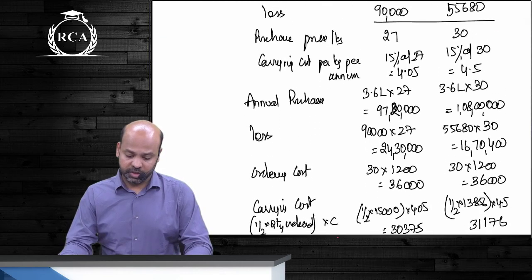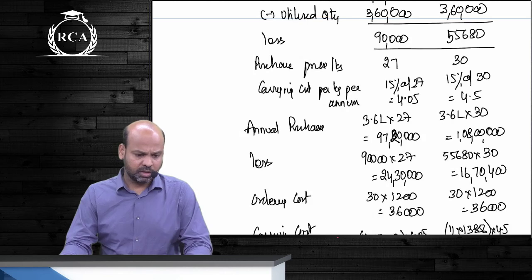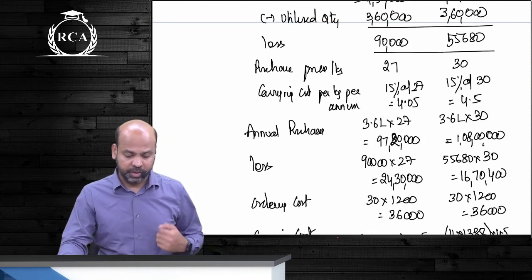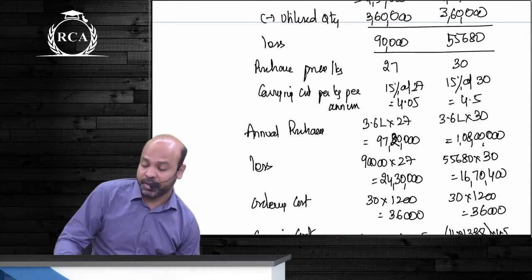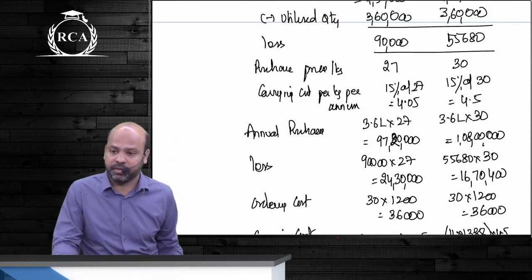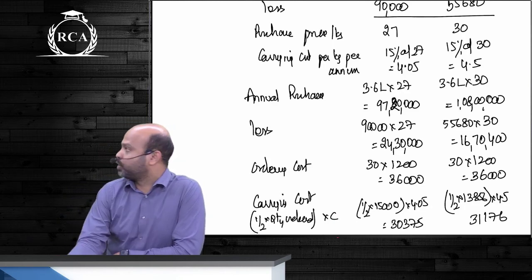Did you write till purchase price per kg? Loss. Utilized quantity will be 3,60,000 in both the cases. Remaining quantity is loss, 90,000 and 55,680 kgs. After that, we have these details of purchase price per kg.